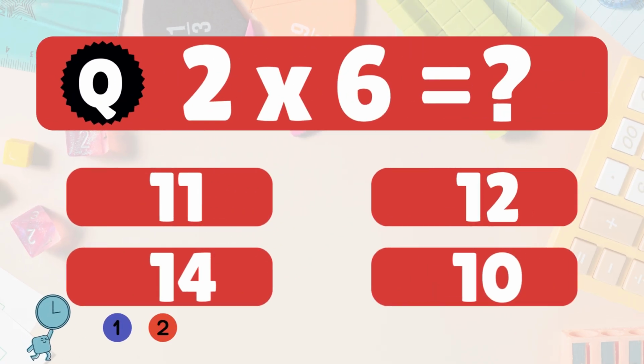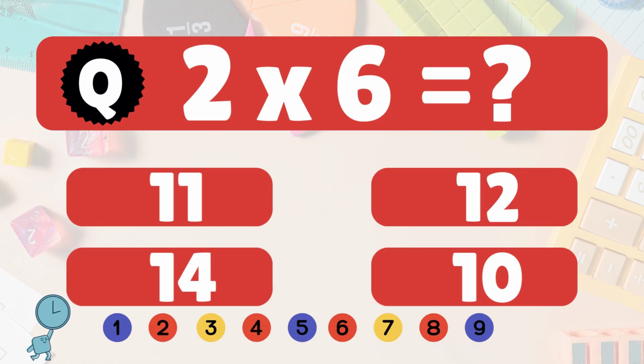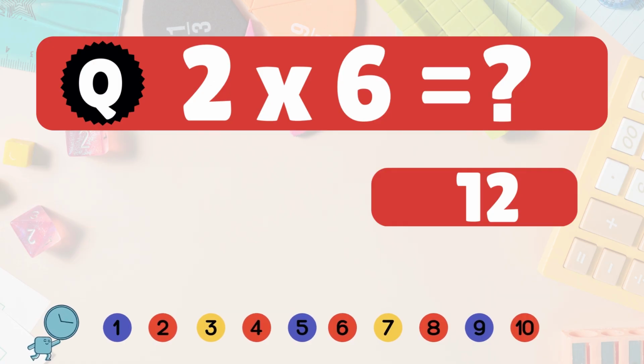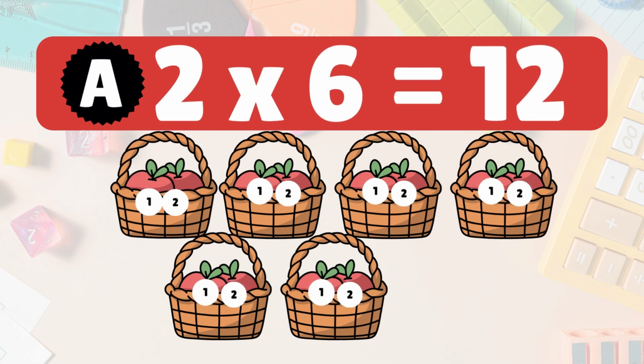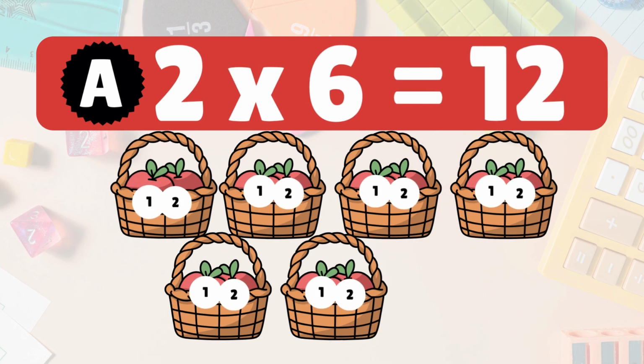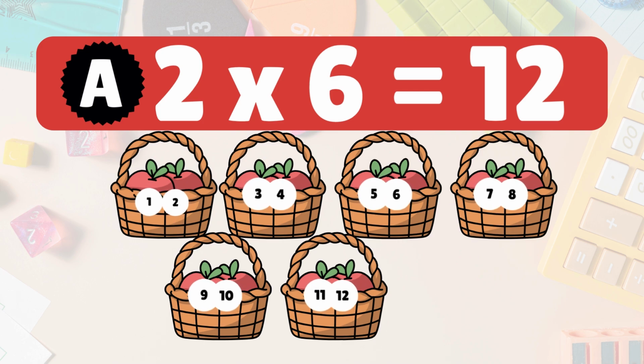Next, 2 times 6 is what? Two times 6 is 12. Here we have 6 groups of 2 apples each. Let's count them all. 1, 2, 3, 4, 5, 6, 7, 8, 9, 10, 11, 12. So, 2 times 6 is 12 apples.